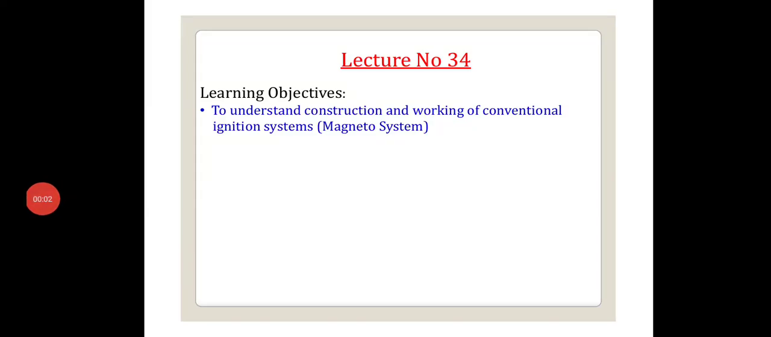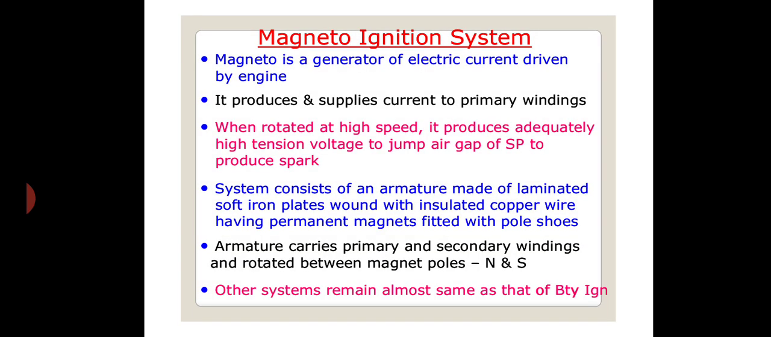Good morning, students. Today's learning objectives are to understand the construction and working of conventional ignition system. It is the magneto ignition system. Now, magneto ignition system. We know that the magneto is a generator of electric current.